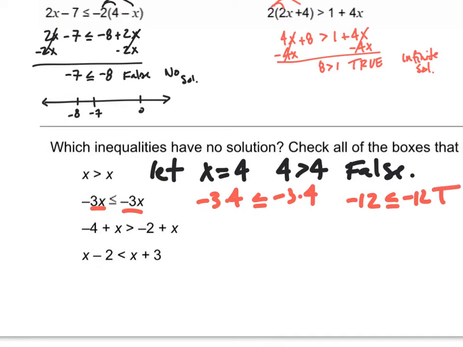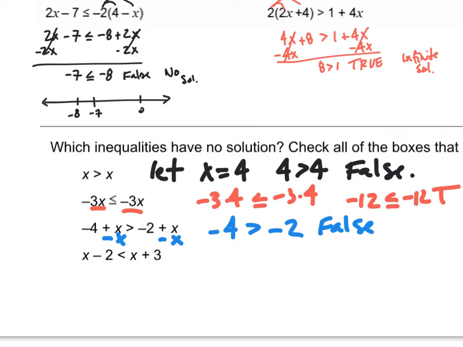Down here, let's subtract the x from both sides, and we get negative 4 is greater than negative 2. True or false? Oh, that's false. Negative 2 is actually bigger than negative 4.